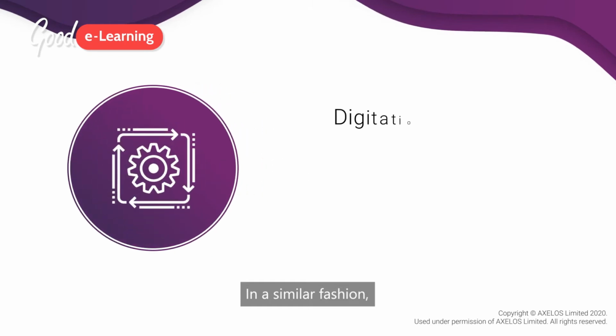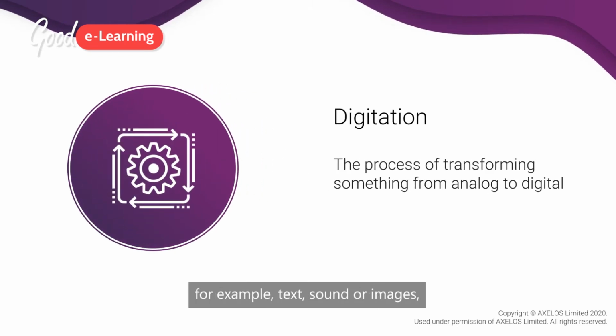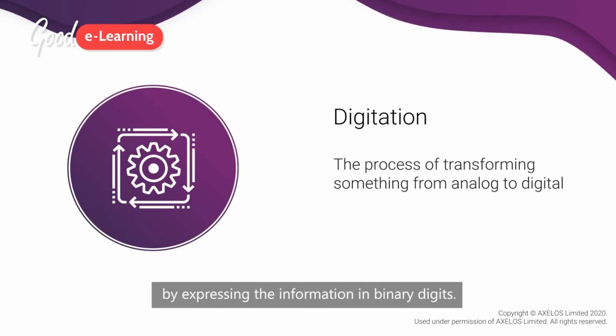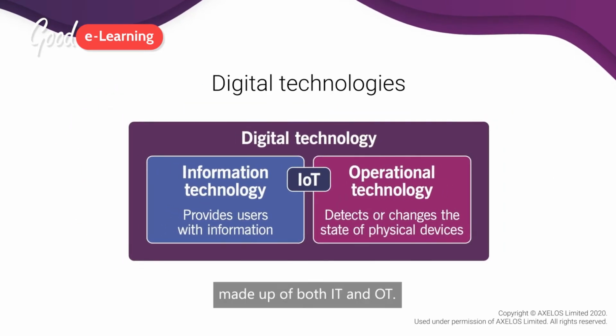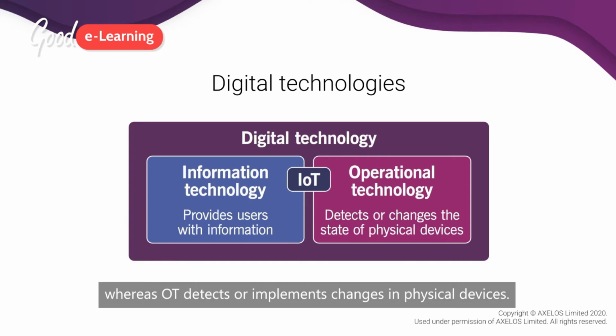In a similar fashion, digitization is the process of transforming something, for example text, sound, or images, from analog to digital form by expressing the information in binary digits. It represents the digital technology structure made up of both IT and OT. IT provides users with data and information, whereas OT detects or implements changes in physical devices.